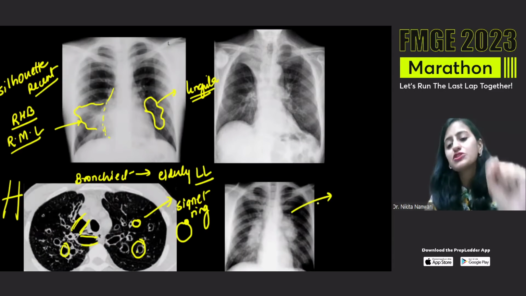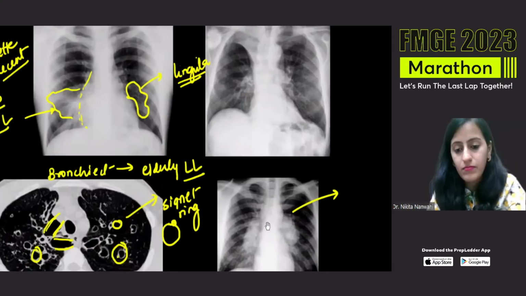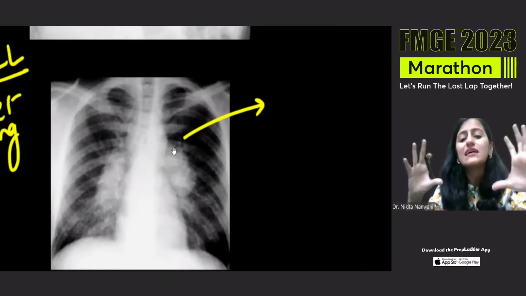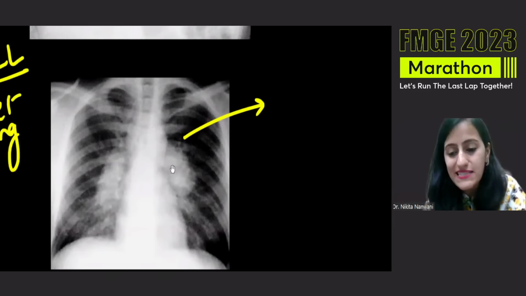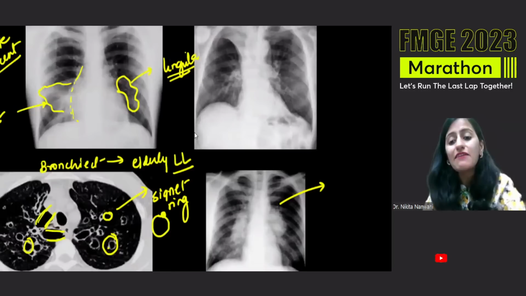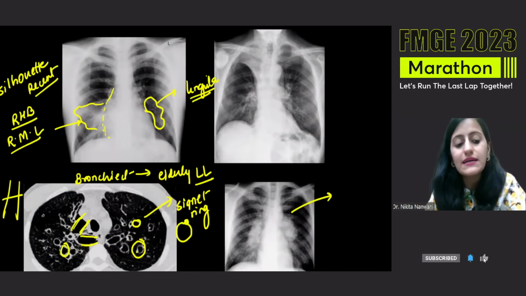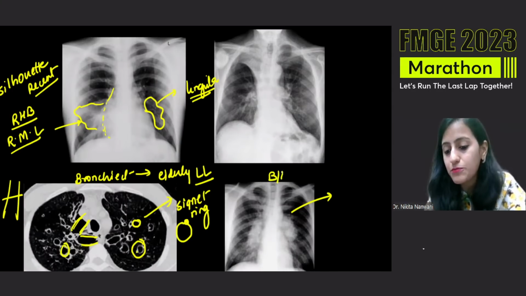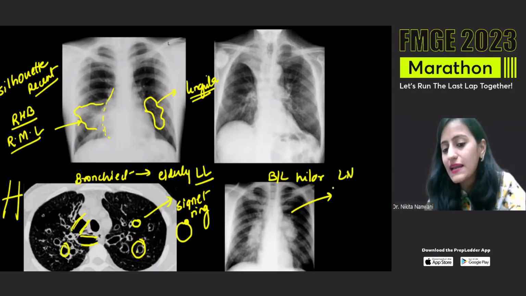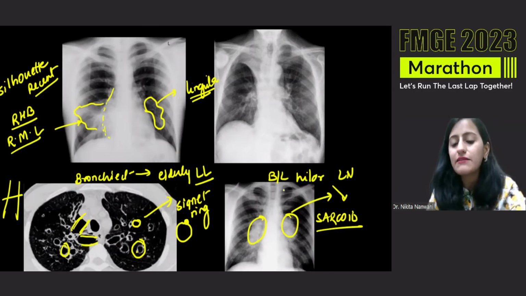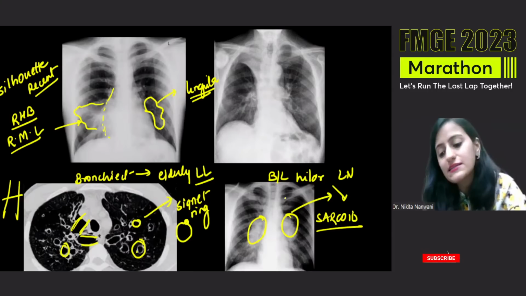What do you think is this image showing? This image is showing bilateral bulky hila. It's because of the lymph nodes, because these are rounded opacities. So whenever in the question you have that clue, bilateral mediastinal or bilateral hilar lymphadenopathy, think about sarcoidosis. Always think about sarcoidosis: bilateral hilar lymphadenopathy, Garland sign, 1, 2, 3 sign, right? All that we see in sarcoidosis.